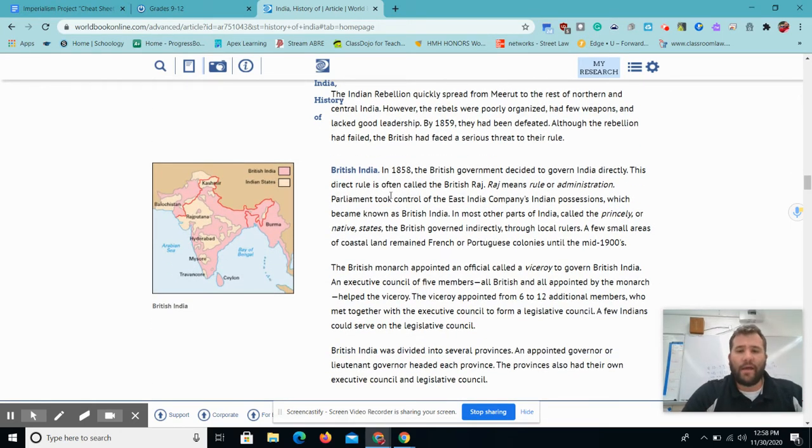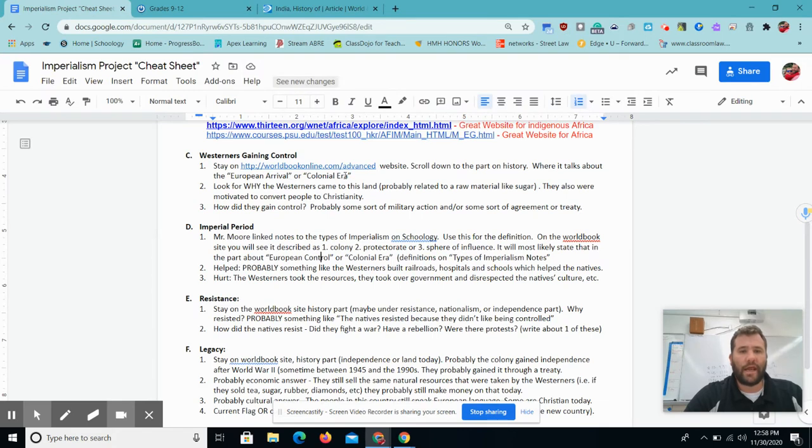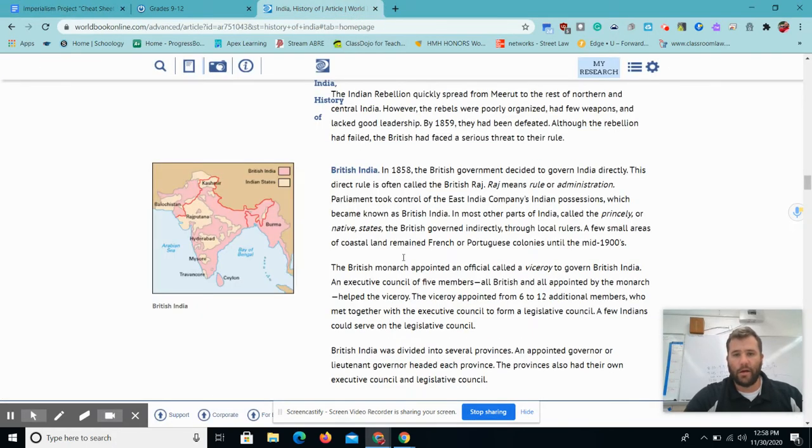British India. In 1858, the British government decided to govern India directly. The direct rule was called the British Raj. So if you're going back to gaining control, or imperial period, that's right here, imperial period, what type of control? Well, they used direct control. It was a colony. They called it the Raj. You could write about right here what that meant.